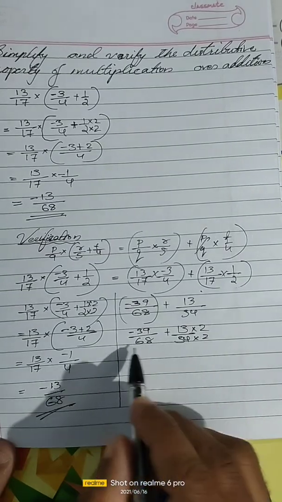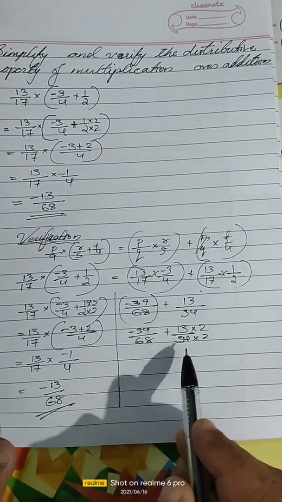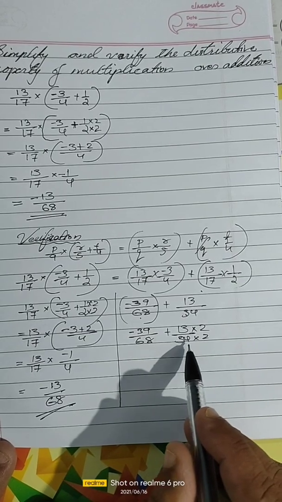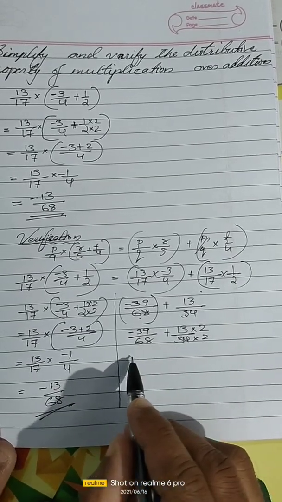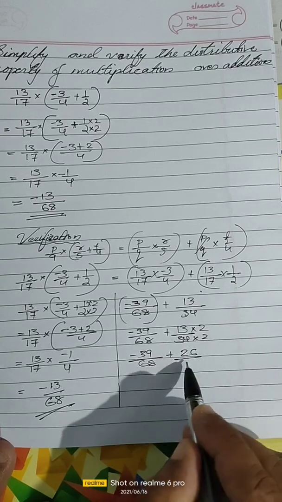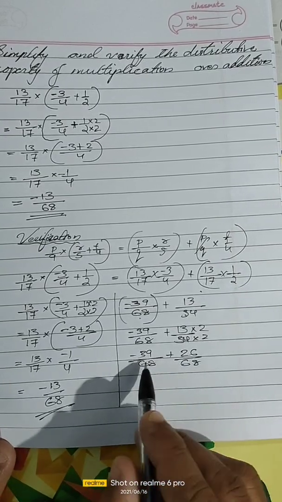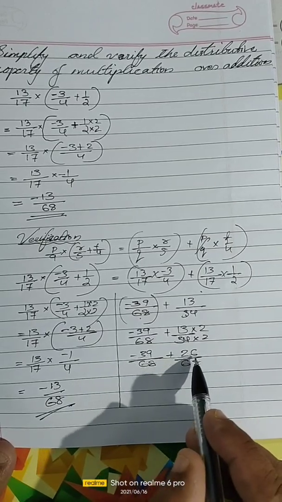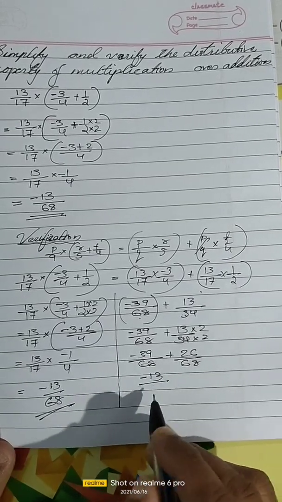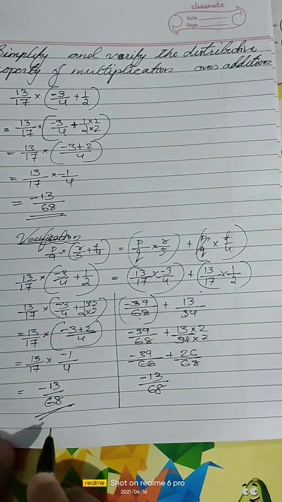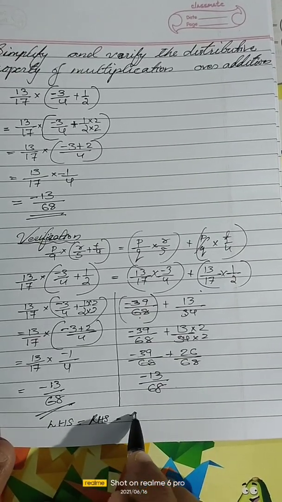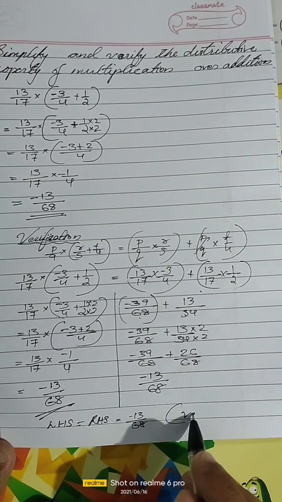Why are we multiplying? Because we want to make the denominators equal by finding the LCM. LCM of 34 and 68 is 68. Therefore this 34, in order to convert into 68, we multiply by 2. Then we get negative 39 upon 68 plus 26 upon 68. Again addition, one is negative, another is positive, so we subtract. When we subtract we get 13. The bigger number's sign is negative, therefore negative 13 upon 68. So here we have verified that LHS is equal to RHS. That is equal to negative 13 upon 68, and hence it is verified.